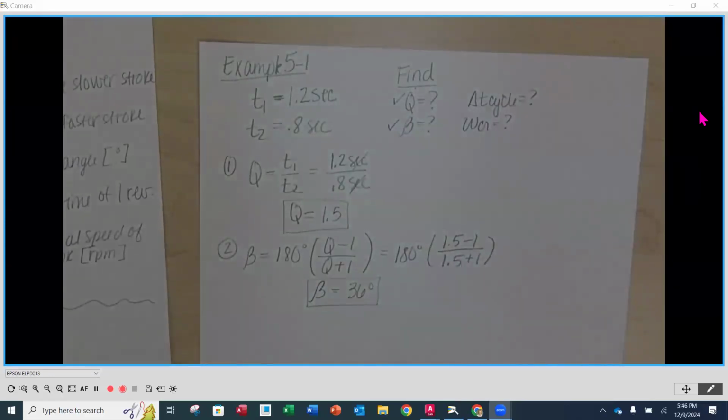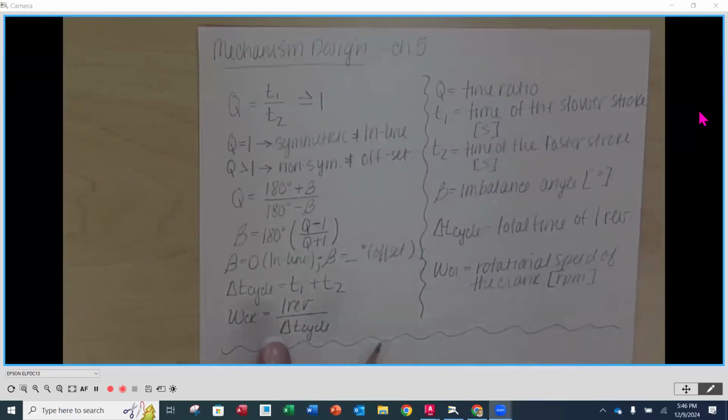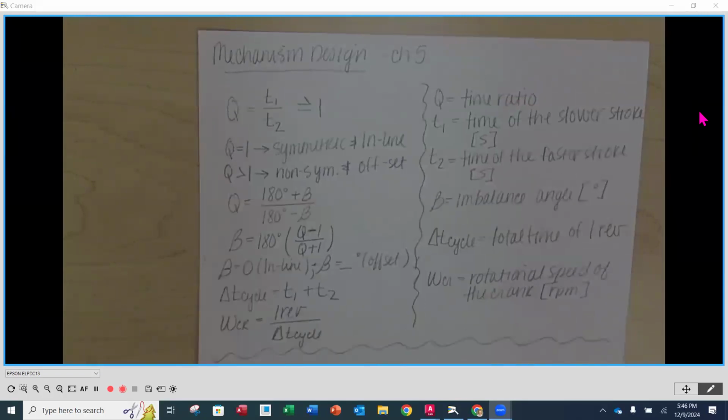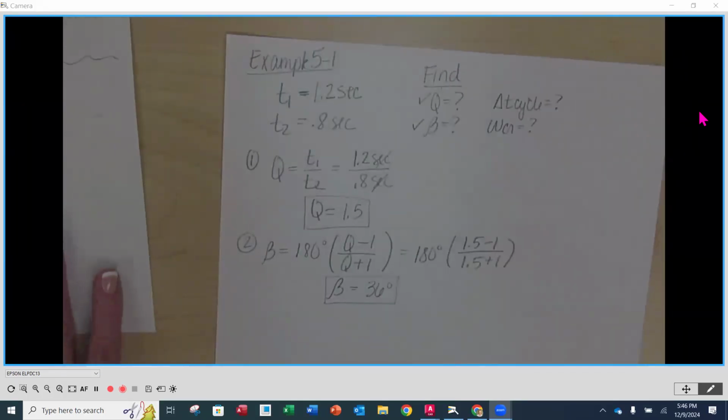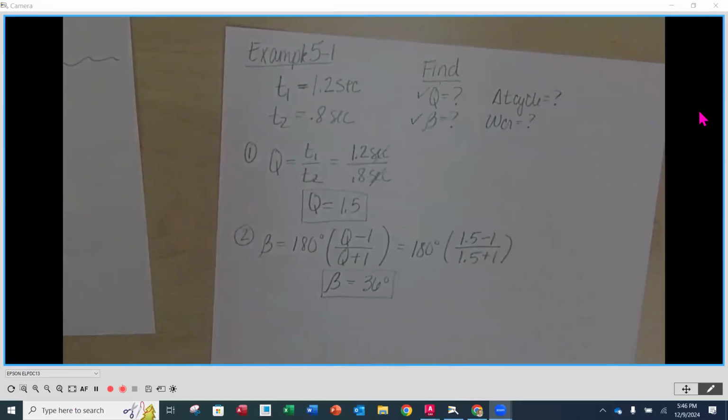So 36 degrees. Now remember, when there's an actual value for beta, that means we're going to have an offset slider crank mechanism. In this case, they said it was a quick return, so it has to be offset. A quick return means my outbound and inbound strokes are not the same time, so it is not going to be an inline slider crank. And because I have a value for beta, that tells me that as well.